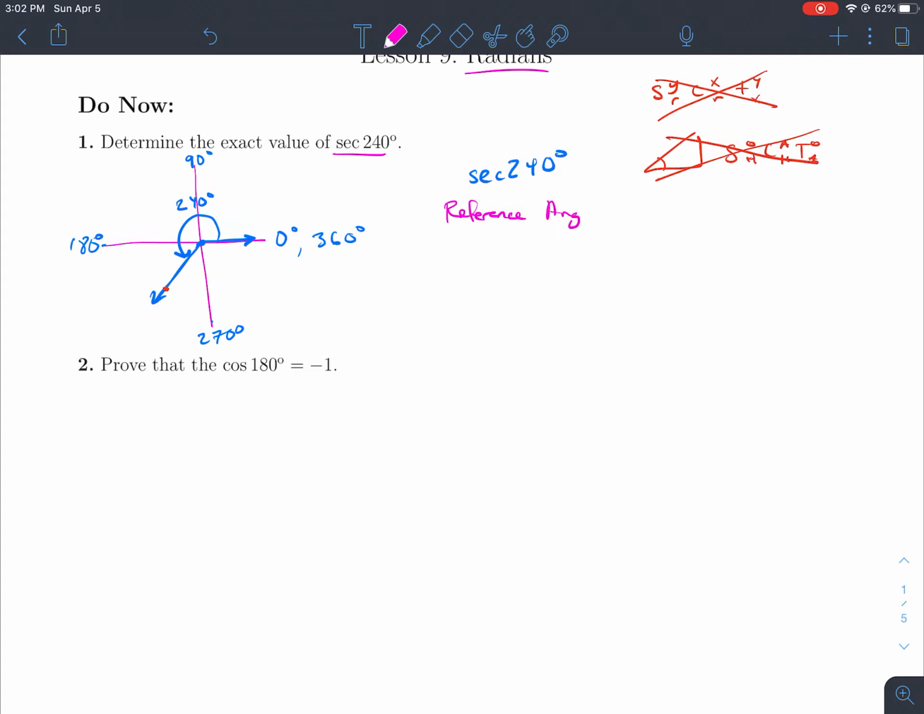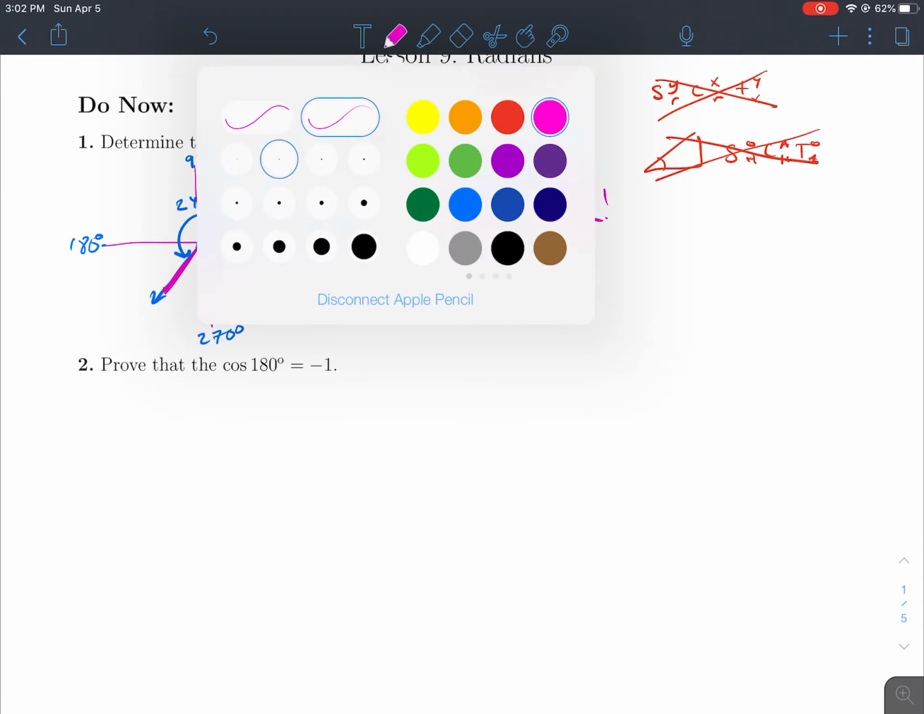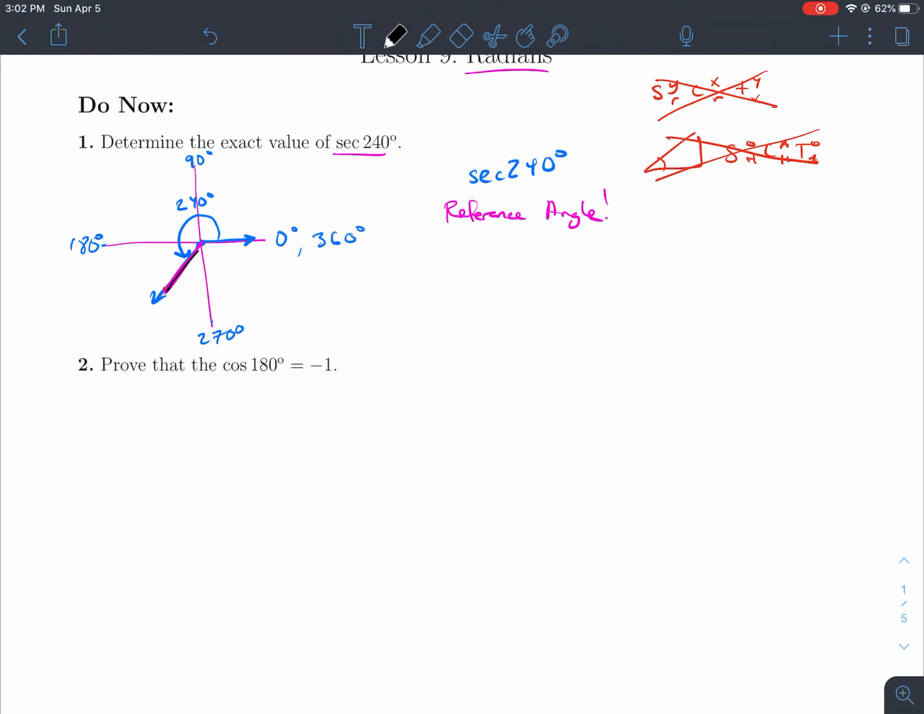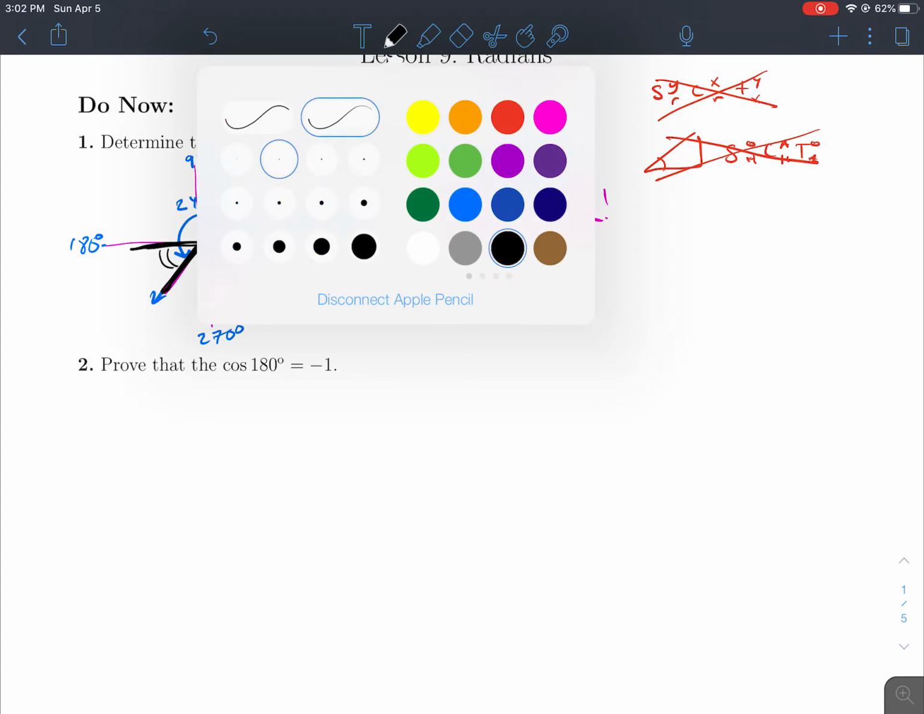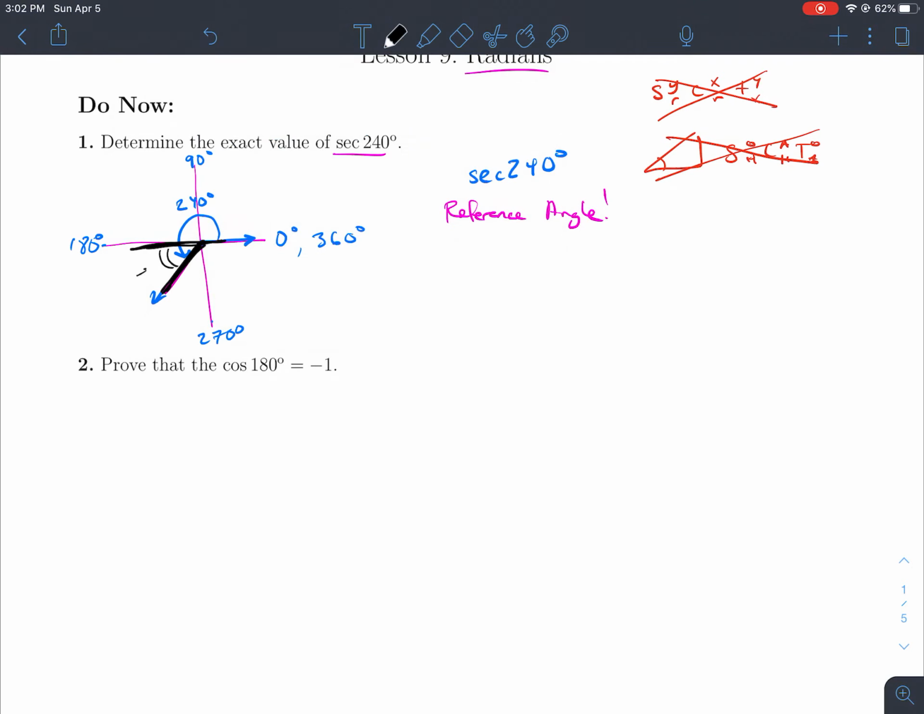So to find the reference angle here, the reference angle is always between the terminal side and the x-axis. I'll choose black. So we have either this one or this one as choices. But remembering that it's always an acute angle, this angle is too large. So that reference angle must be right here.